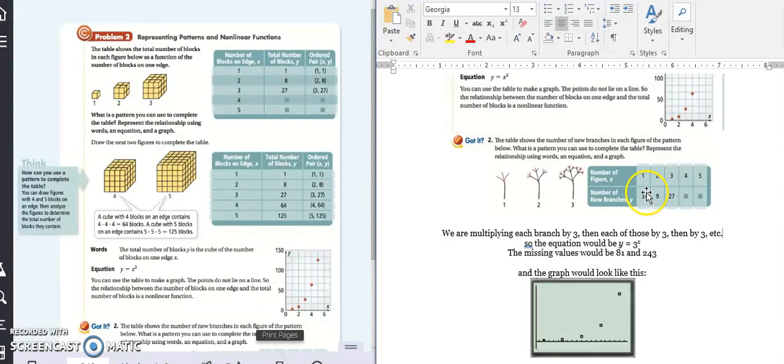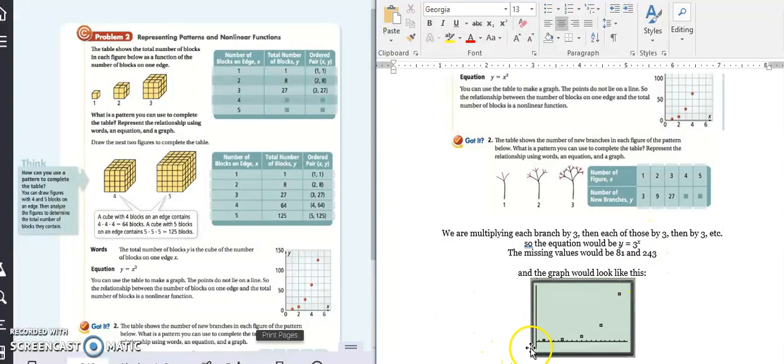So this is basically 3 to the first power is 3, 3 to the second power is 9, 3 to the third power. So we're basically doing 3 to the nth power, where n is your x value. So 3 to the x power. And just by that form of the equation, we already know it's not going to be linear, it's going to be exponential because it's the exponent that's changing. So we're multiplying each branch by 3, which means y equals 3 to the x power.